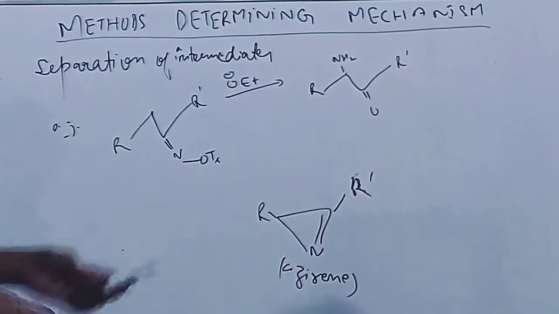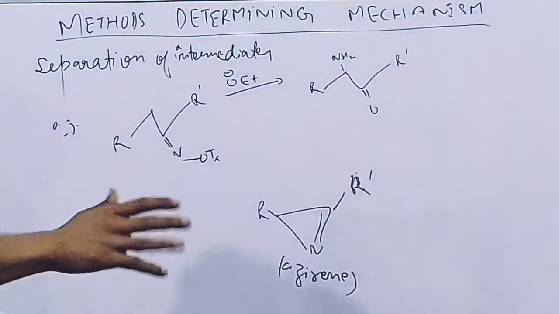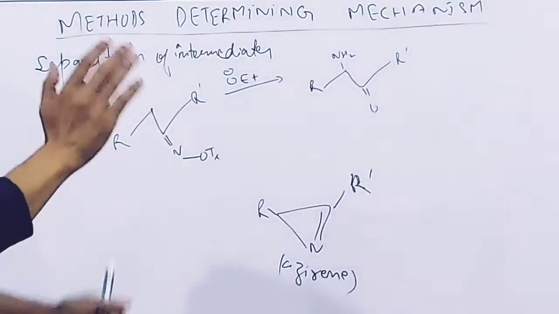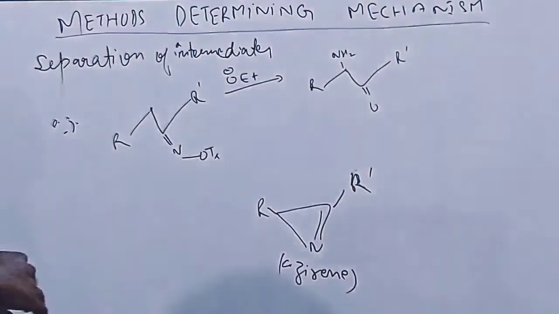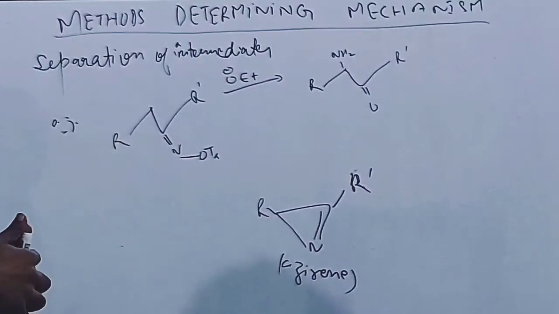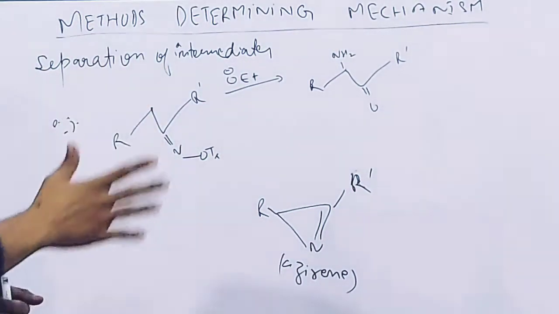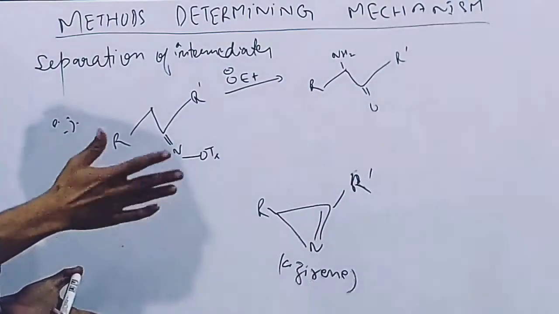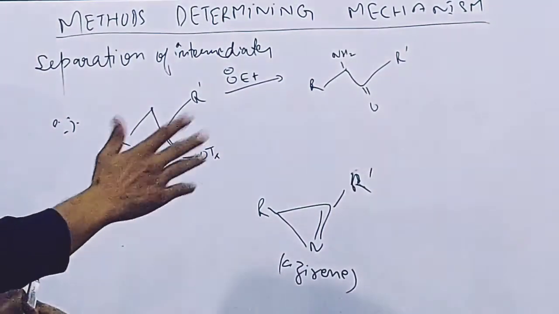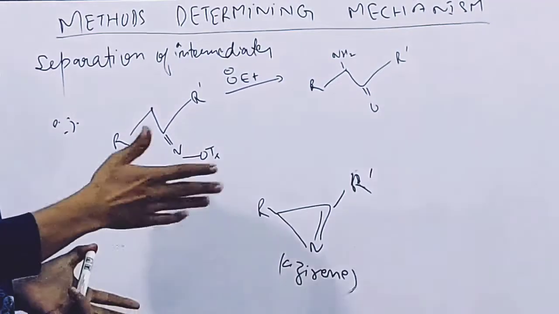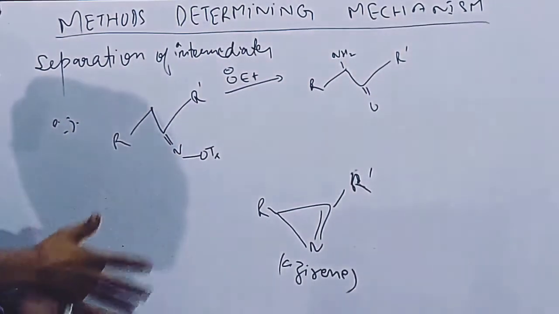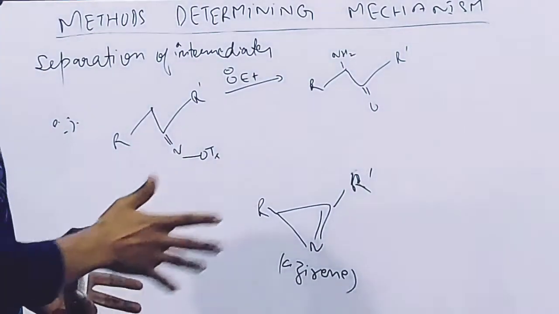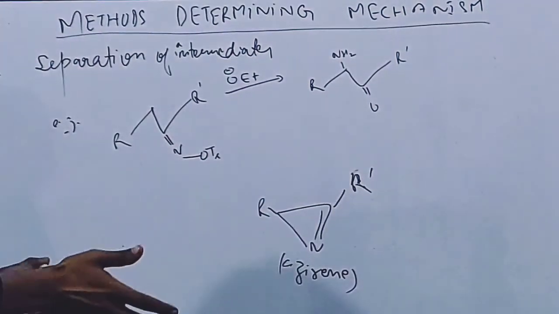But separating intermediates involves two more steps. First one is trapping the intermediate, and second is determining the intermediate. For trapping, for example, we have benzyne as an intermediate, so how will we trap it? We can use a diene and react it with benzyne, and we'll see if any Diels-Alder adduct is formed, and if there is a Diels-Alder adduct, then benzyne was the intermediate.